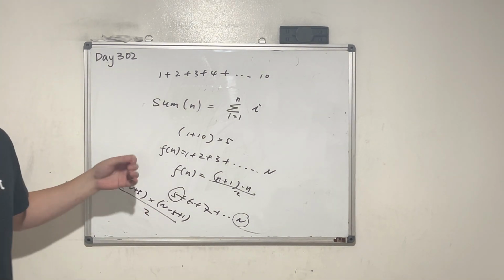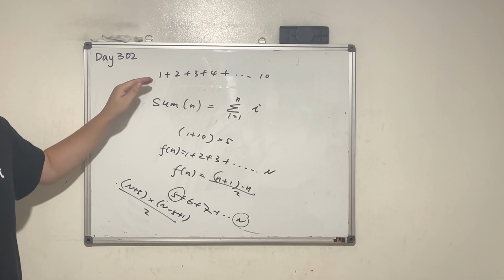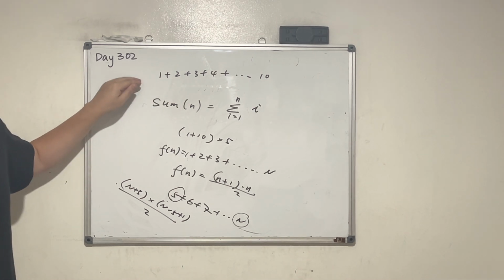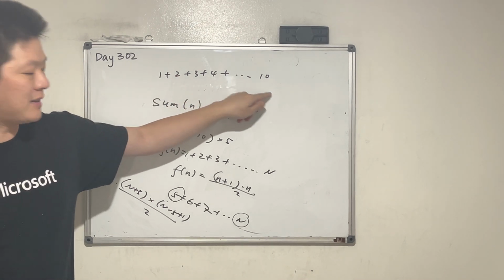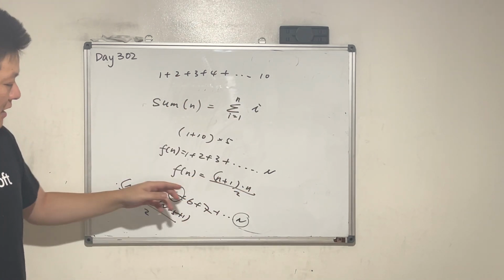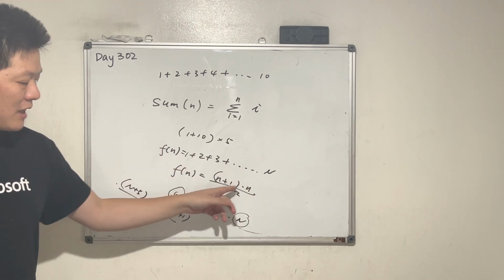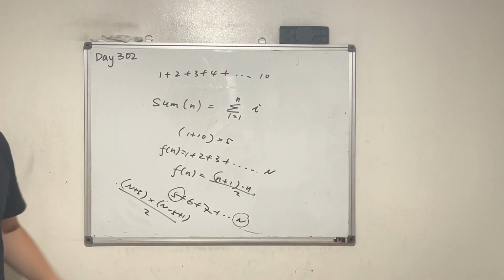So in general, this is any integer sum, right? 1 plus 2 plus 3 up to n, the answer is the first item plus the last item, times how many items there are, divided by 2, okay?